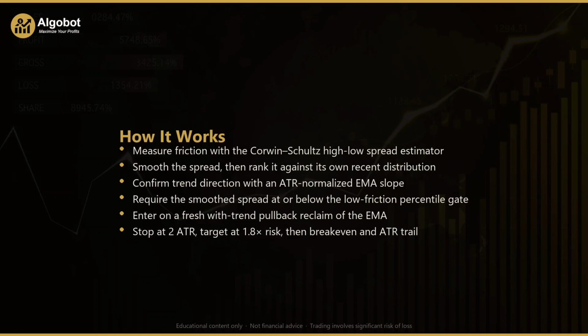The stop loss is placed 2 ATR away from entry, and the take profit is set at 1.8 times that risk distance, giving a reward-to-risk ratio of 1.8. Once the trade gains 1 ATR in its favor, the stop is moved to break even, and from there it trails behind price at 1.5 ATR, aiming to protect open gains and keep drawdown contained.